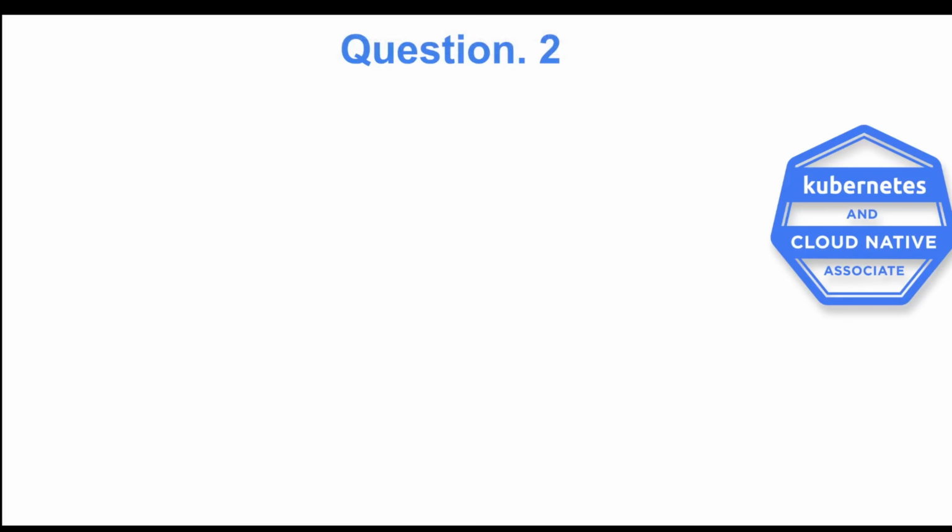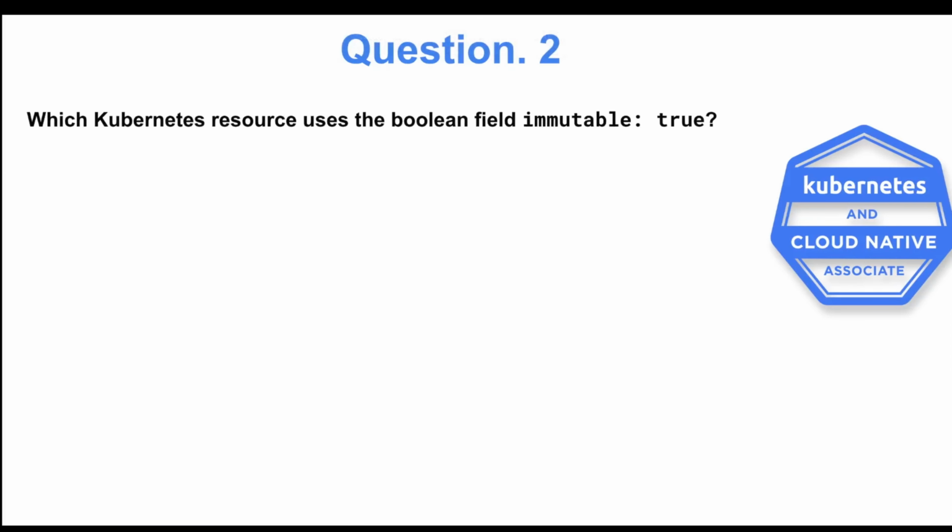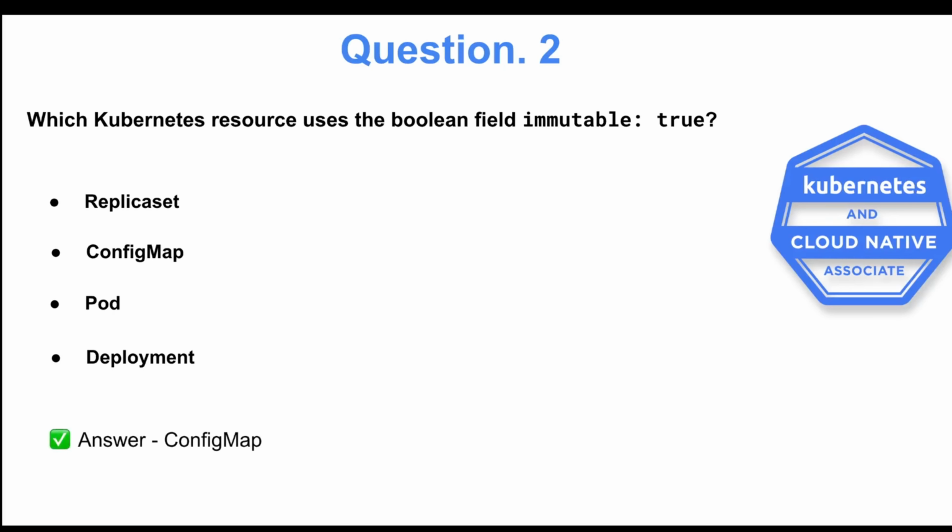Next question, that is question number 2. Which Kubernetes resource uses the Boolean field immutable true? So we need to identify among the options which resource uses the Boolean field, and the field name is immutable true. The options are replica set, config map, pod, deployment. And the correct answer is config map.